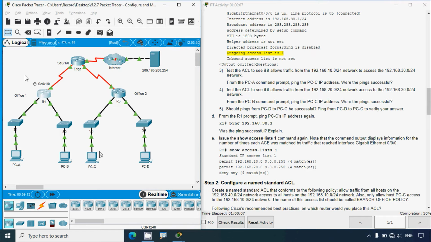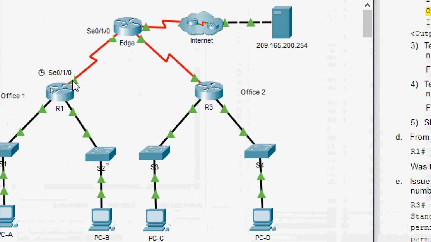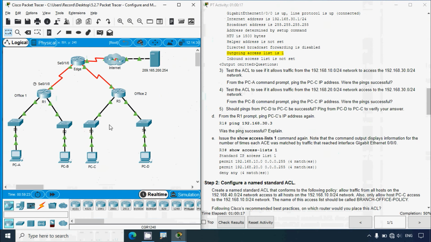Why did it fail? When we ping from R1 to this network, R1 uses the IP address of this interface serial 0/1/0, which is near to this destination. And this network is not allowed to access this network. Only these two networks are allowed to access this network.